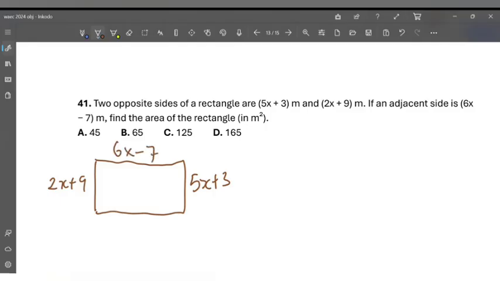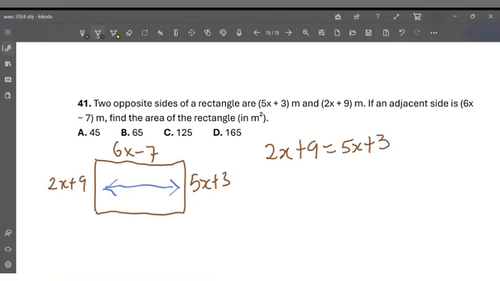Find the area. Now I know that the area is length times breadth, but we have values in x which we have to take care of first. One of the properties of a rectangle is that opposite sides are equal. So this side is equal to this side. I'm going to have that as my first equation. So I have 2x plus 9 is equal to 5x plus 3. This will help me to get my x.